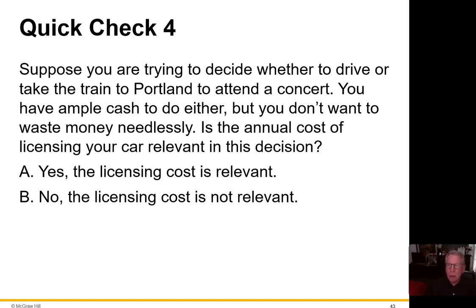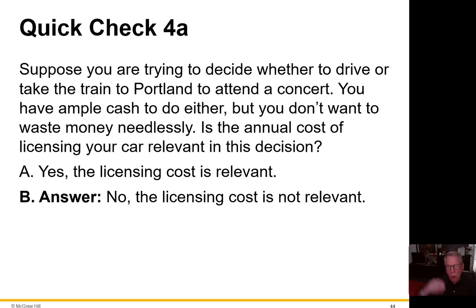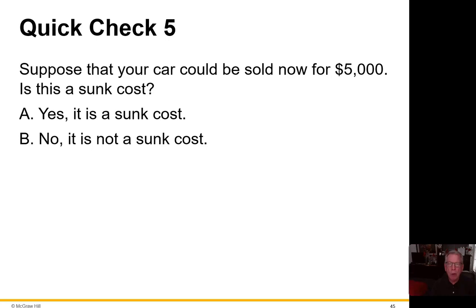Now, again, suppose you're trying to decide whether to drive or take a train to Portland to attend a concert. And you have ample cash to do either, but you don't want to waste money. Is the annual cost of licensing your car relevant in this decision? And I think you would just intrinsically know that no, the licensing cost is not relevant. Now, suppose your car could be sold now for $5,000. Is this a sunk cost? It could be sold. So no, it's not a sunk cost because we haven't sold it for $5,000.